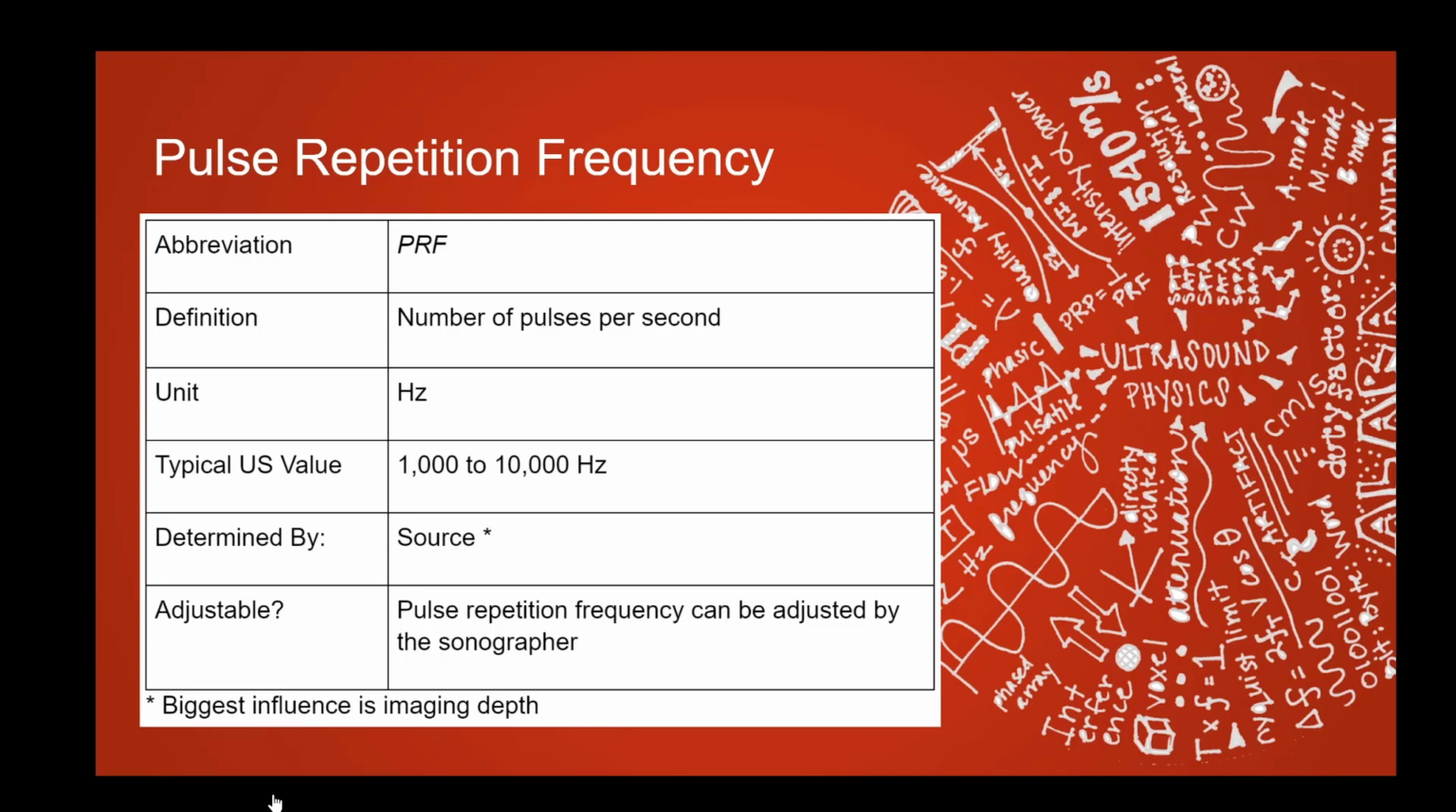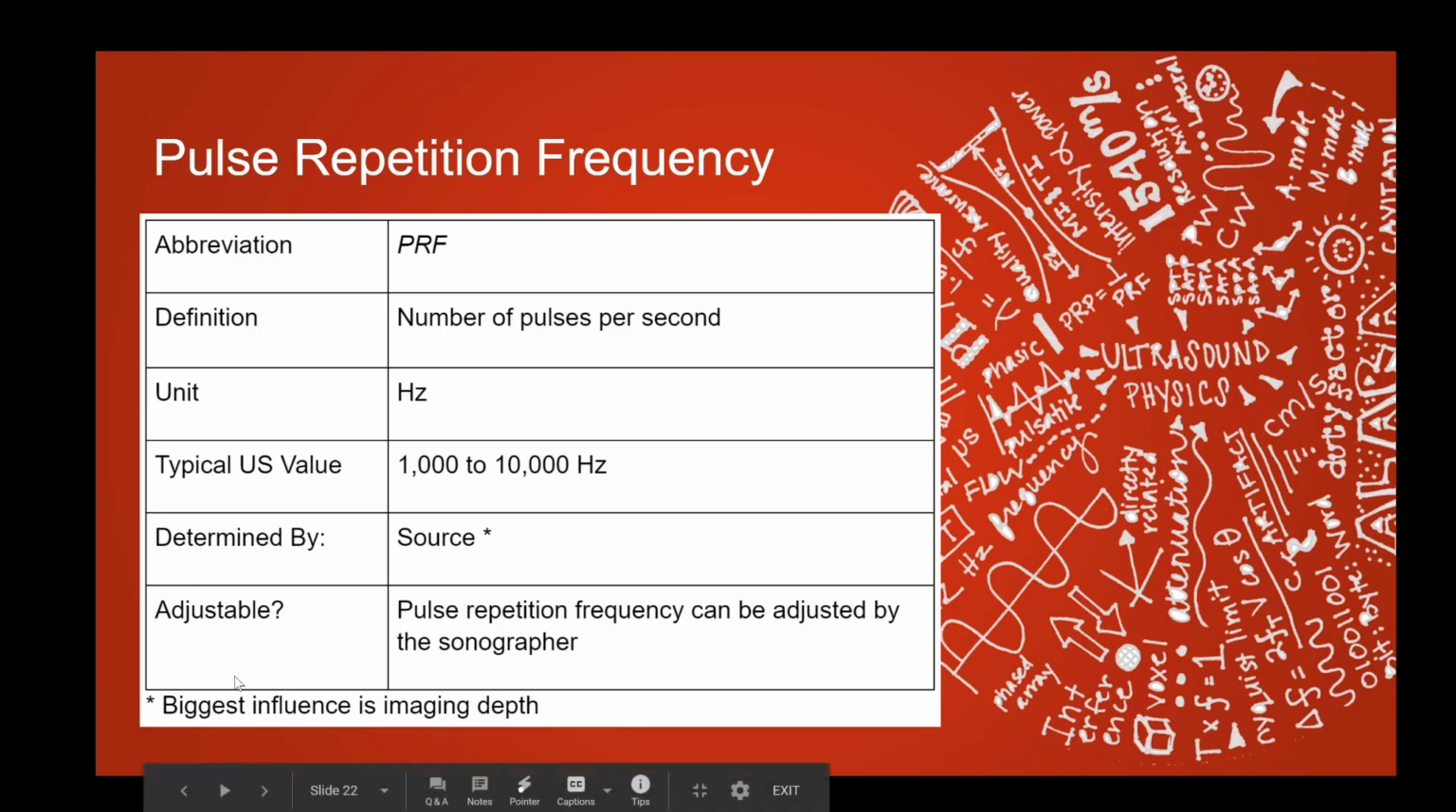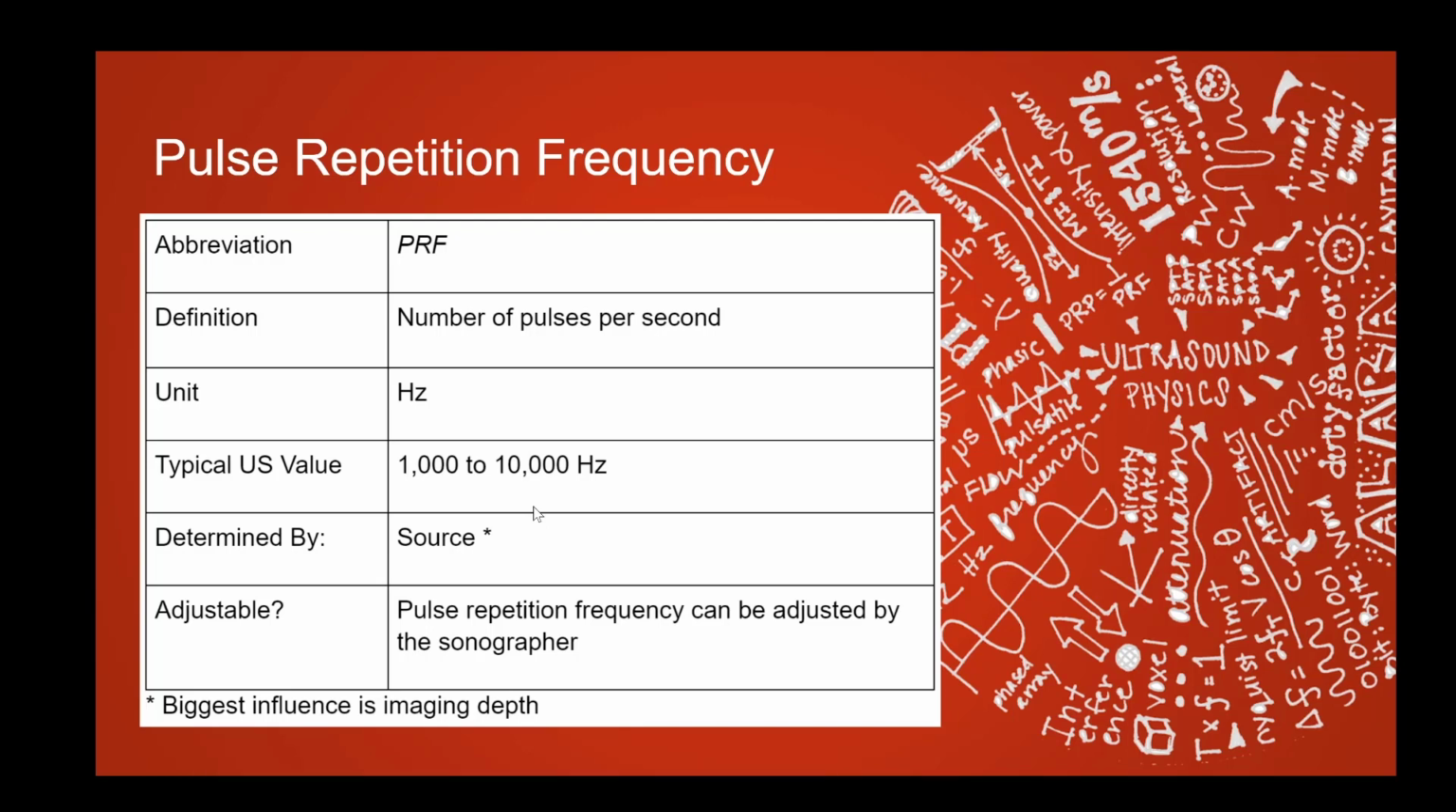But back to pulse repetition frequency. So PRF is the number of pulses per second, and we also measure this in units of hertz. But look at the typical value, 1,000 to 10,000. Remember when we were talking about frequency for ultrasound, it's above 20,000 hertz? That's the frequency of the wave. Pulse repetition frequency tells us how many pulses are getting sent per second. So it is a much lower range. This is going to be determined by the source. And then this is also adjustable. If you can guess why, it's again because of the depth.